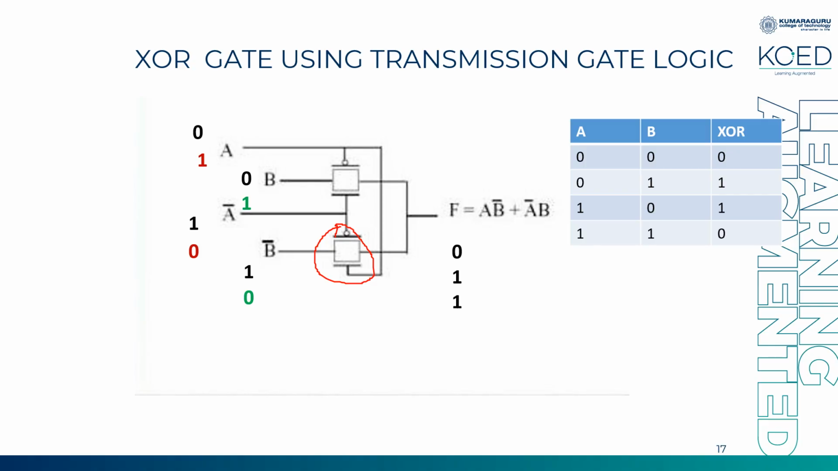1. Okay, last combination 1 and 1. A is 1, A bar is 0, B is 1, B bar is 0. Okay, so again this transmission gate is in on condition, but 0 here. So 0 will have the path to move from this position to F. So this is how I design, I have justified your truth table.